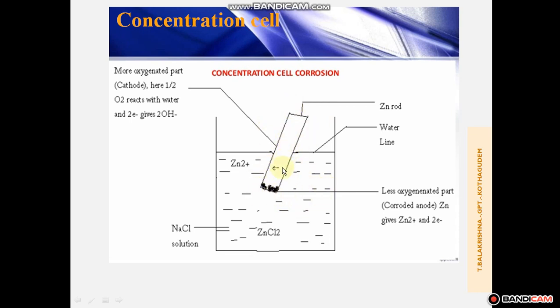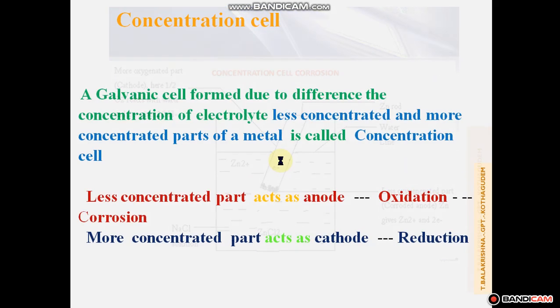It is the same metal, but one part is less exposed to the oxygen, one part is more exposed to the oxygen. Which part is less exposed to the oxygen, that part acts as anode. Which part is exposed to the more amount of oxygen, that part acts as a cathode. So where corrosion takes place, this part is less exposed to oxygen, in the less concentrated part. That part is ready to act as anode, and oxidation reactions take place at that part.